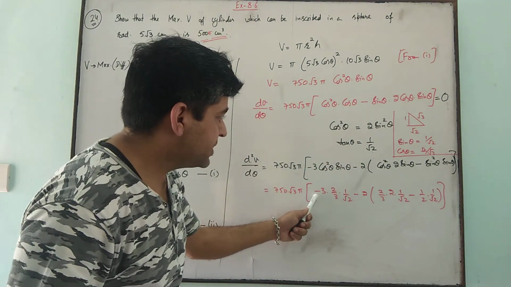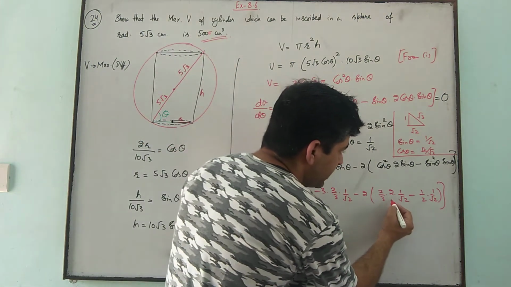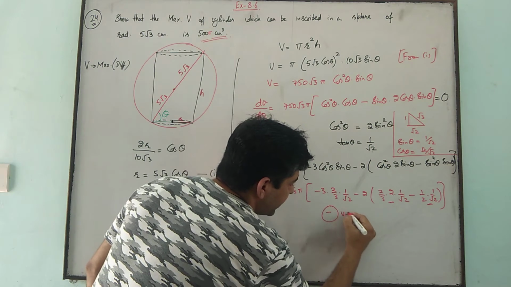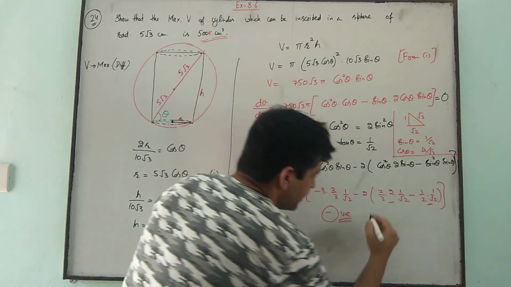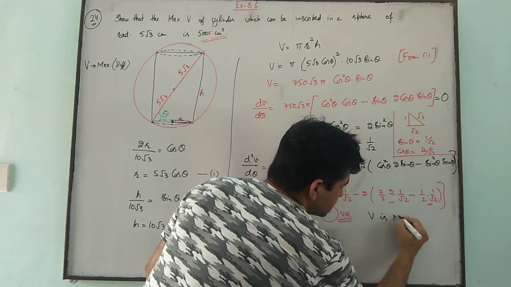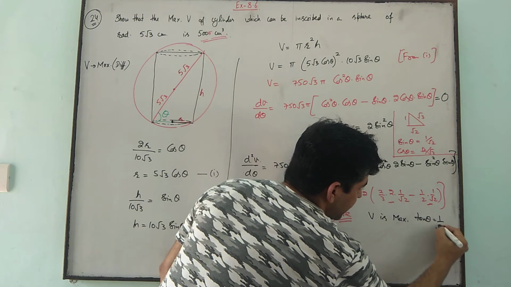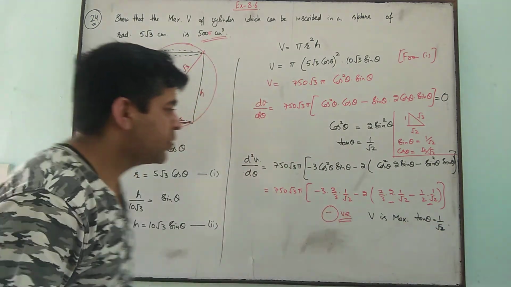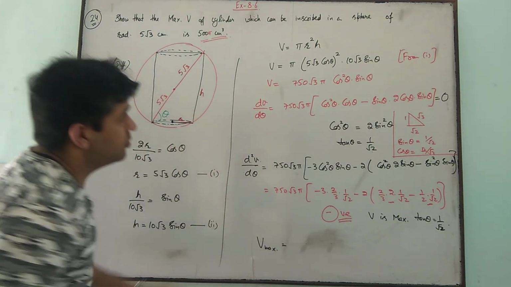And in these quantities you can take minus common, and this will be greater than this, so the whole thing you got will be negative. If this is negative, your volume is maximum when tan theta is equal to 1 by root 2. So volume is maximum at this particular point. We need to find the maximum volume. Put it in the formula of volume.